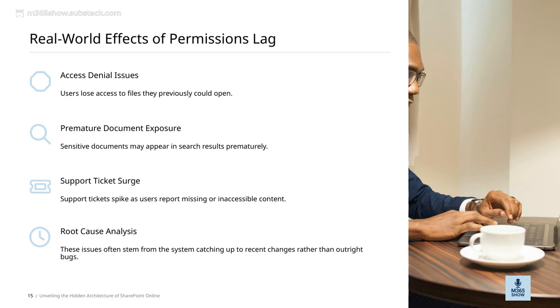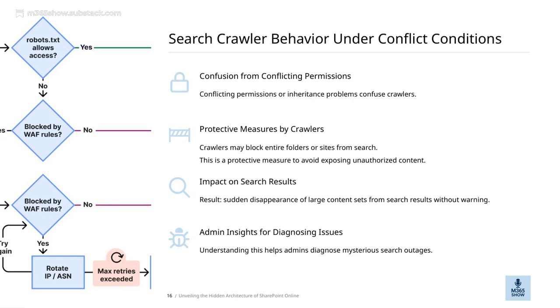Recognizing that these delays are about system synchronization helps us better manage expectations and troubleshoot effectively. Let's take a closer look at the search crawler behavior under conflict conditions. Understanding this hidden architecture of SharePoint Online is crucial for admins, especially when diagnosing mysterious search outages.